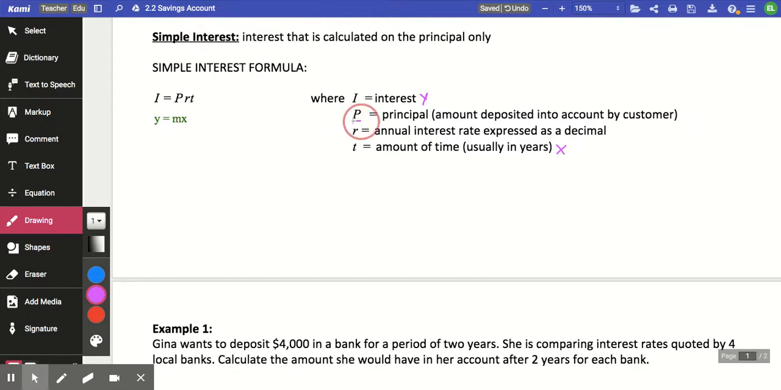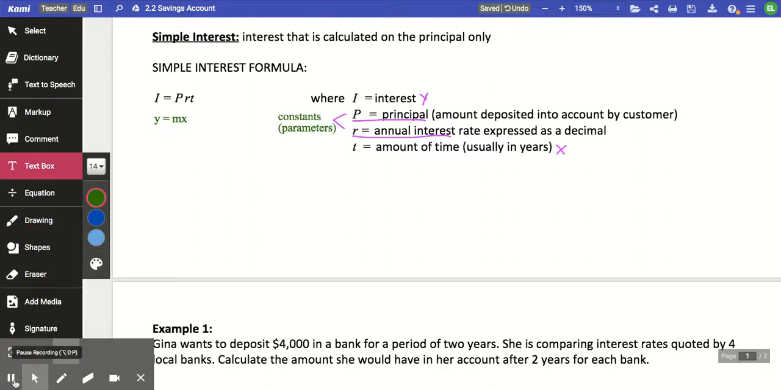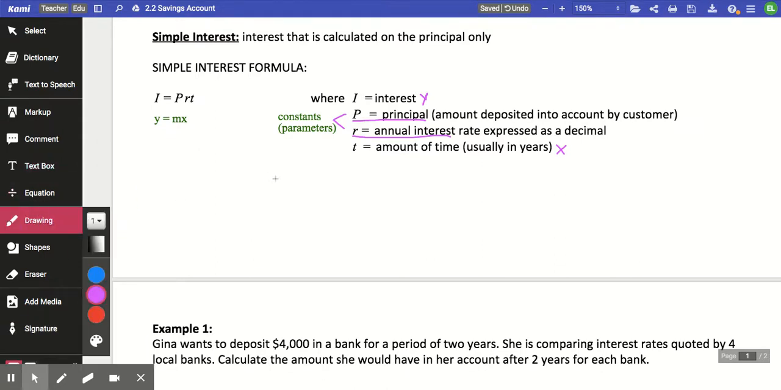However, once you get things set up, your principal remains the same because you're only depositing one initial amount. And then your annual interest rate, which we express as a decimal, also stays the same. So these are both constants. We might also call them parameters. For example, say we have a principal amount of $300, so we're putting $300 into our savings account. And then we have an interest rate of 2%.